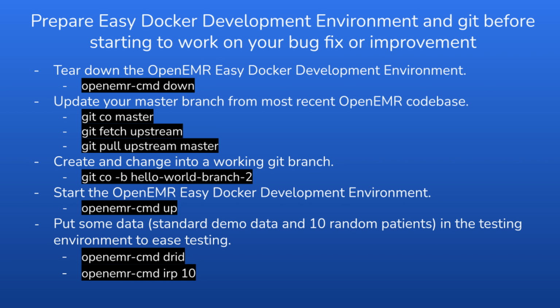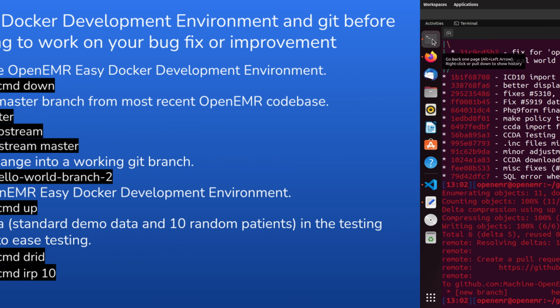So as before, we're going to prepare the easy Docker development environment in Git before starting to work on this new bug fix. So we're going to go through all these elements where we tear down the environment, update to the most recent master code base, create a working branch, start the OpenEMR easy Docker development environment, and then put some test data in the environment to make it easier for testing.